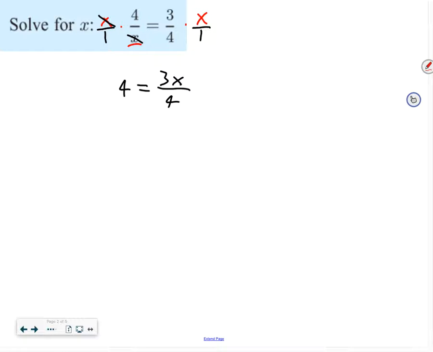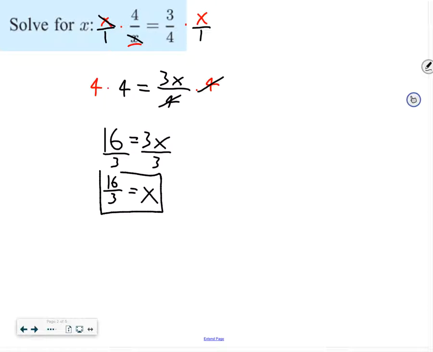Now undo this dividing by 4 on the right side by multiplying by 4. What I do to the right side, I must also do to the left side to preserve that equality. These should cancel out. So I get 4 times 4 is 16, which is equal to 3x. Divide by 3, divide by 3, and I get x is equal to 16 thirds. That can't be reduced because 16 does not have a factor of 3 in it.